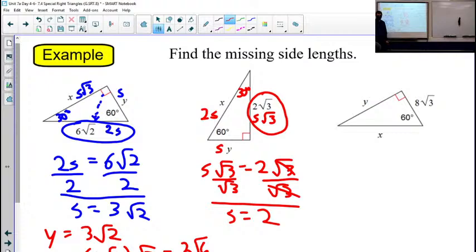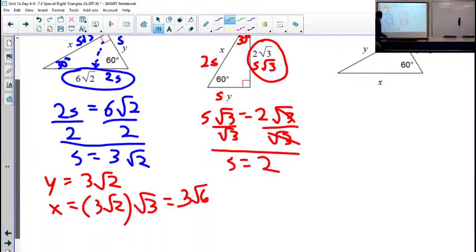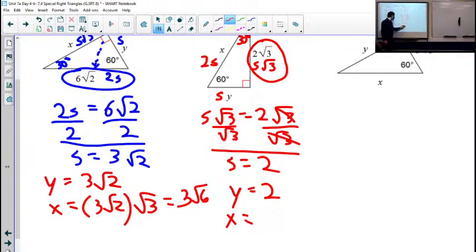This is why this one is easier, because there's less square root stuff going on this time. So that means my short leg is 2. That's why. And then all I need to do for my hypotenuse, which is x, is take that 2 and double it, which is 4. Done.